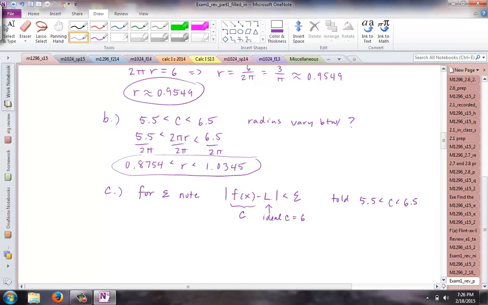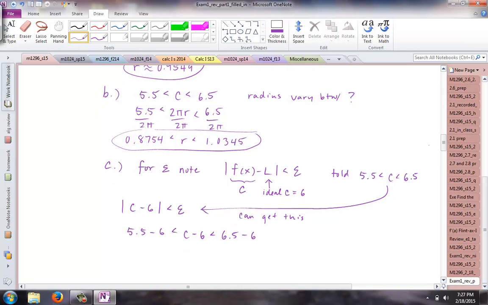So notice that with this absolute value of c minus 6, I'll just write it that way, is less than epsilon, that we can get that from being told what the circumference can vary between. So the way we start working on this is to subtract 6 everywhere. And that's how we get the c minus 6 in the middle. And then let's see what we get on the tails.